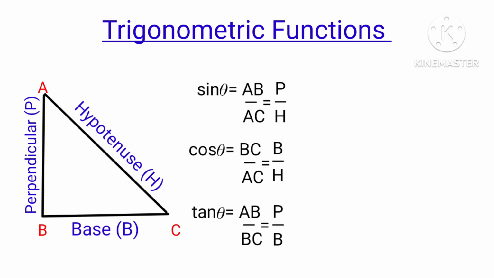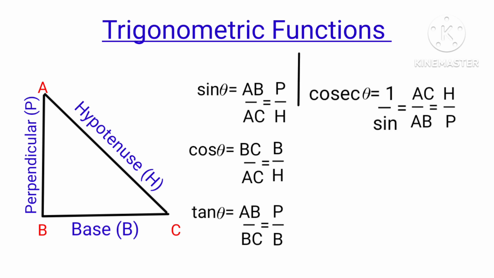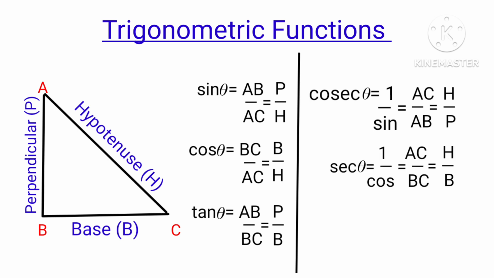Next, the first three are done; now the reciprocals, the next three. So cosecant theta is equal to 1 by sin theta, that is equal to AC divided by AB, that is equal to hypotenuse divided by perpendicular. So the next is secant theta, that is 1 divided by cos theta, that is equal to AC divided by BC, that is equal to hypotenuse divided by base.